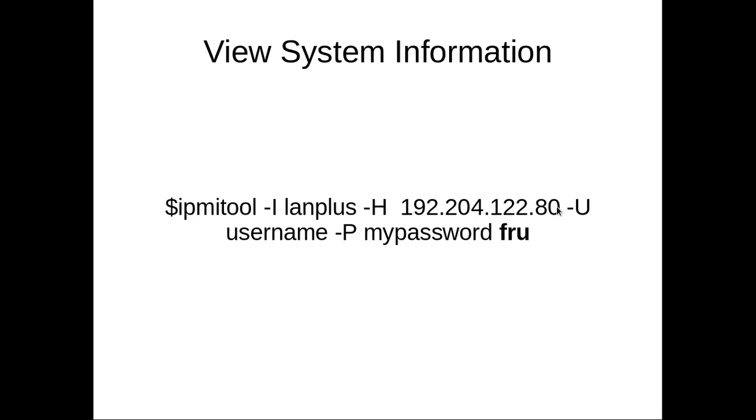So this is the ILO IP. Then we need to specify ILO username and ILO password. So here this FRU is a subcommand of this IPMI tool command. So actually this subcommand will print all the system information.